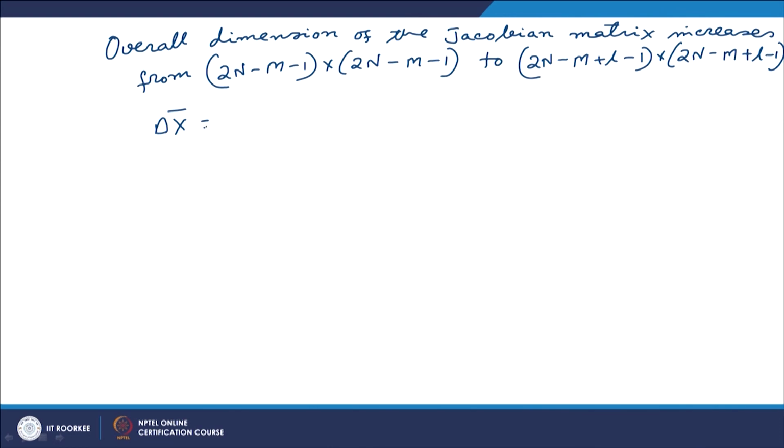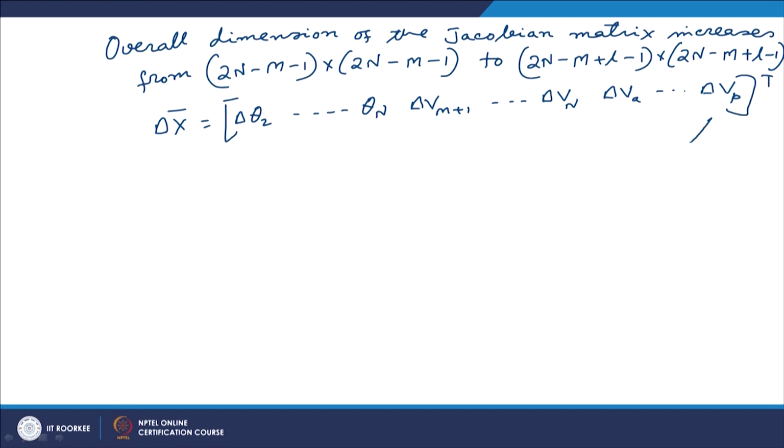So, what happens to this delta x vector? What is this delta x vector? The delta x vector is delta theta 2 to delta theta n, and then delta v m plus 1 up to delta v n, then delta v a up to delta v p. So, its dimension also becomes 2n minus m plus L minus 1 cross 1.